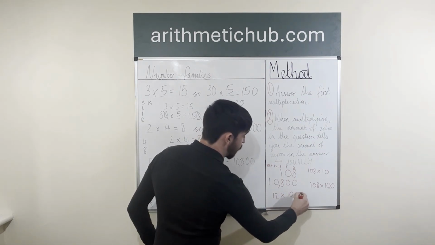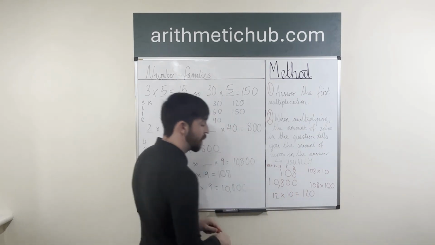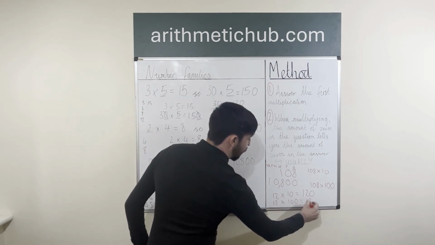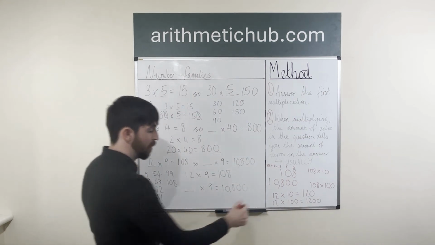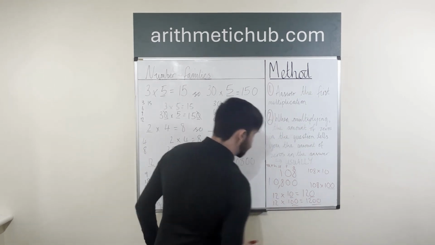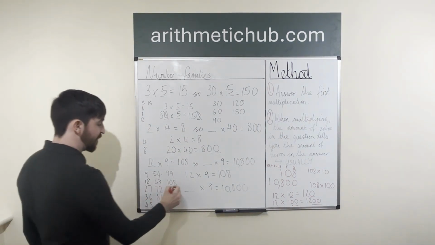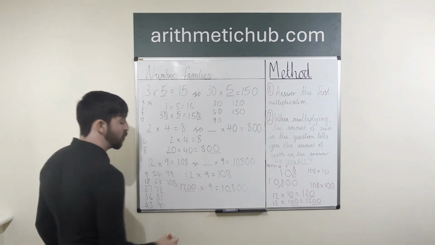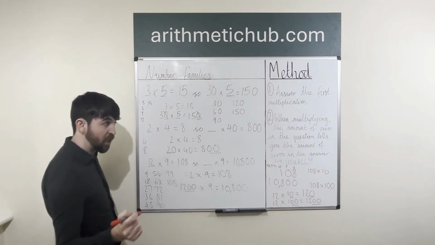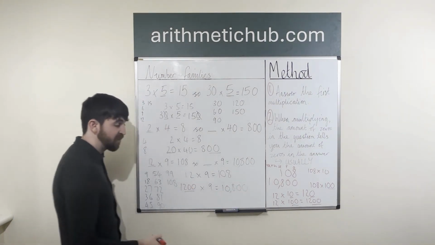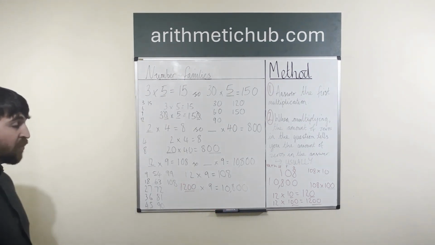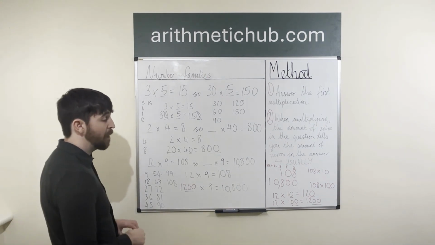12 times 10 would give us 120. 12 times 100 would give us 1,200. 1 0 in the question, so 1 0 in the answer. 2 zeros in the question, 2 zeros in the answer. So let's see if that now makes sense. 1,200 times 9 is going to give us 10,800. Well, I've got my 2 zeros in the question and my 2 extra zeros in the answer. So 1,200 times 9 is going to give you 10,800.